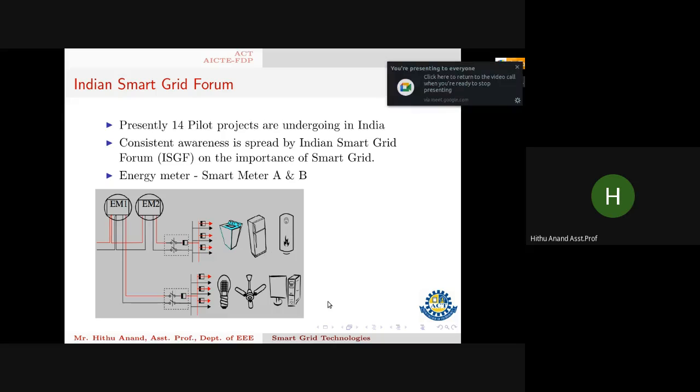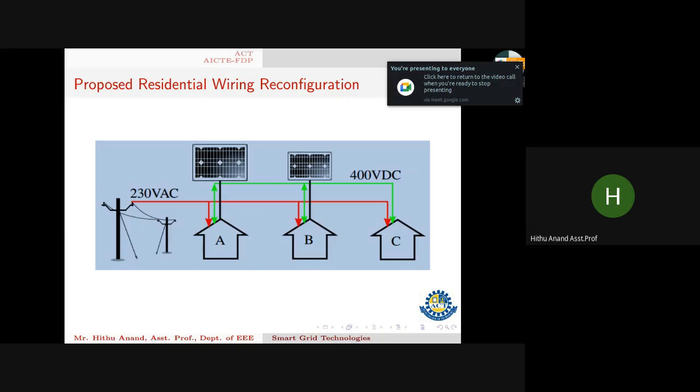Okay, we don't have much time, I believe. This is an illustration where I have used 400 volt DC for the light loads, and we have three homes: one home has a larger solar panel, one has a medium one, and one home doesn't have a panel. So consumer A can be a prosumer, that is, they can even sell power. This consumer is neutral because they consume the power they have generated, and this consumer is buying the power.